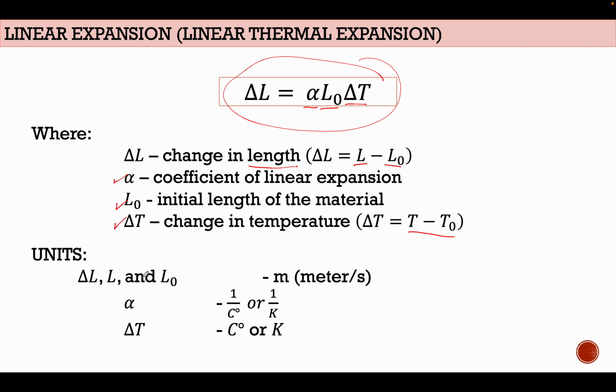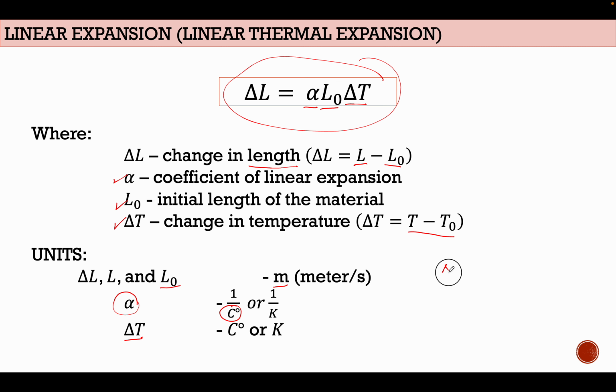Okay, so how about the units of each of these variables? For delta L, the change in length, as well as the final length and initial length, we will be using meter or meters as the basic unit. And for alpha, we have 1 over Celsius degree, or 1 over Kelvin. Now, for delta T, or the change in temperature, the unit, which is applicable only for thermal expansion, is Celsius degree.